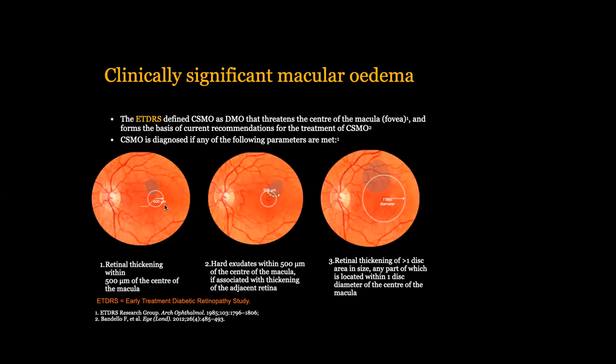So if there is retinal thickening involving the 500 micrometers of the center of the fovea, it is called clinically significant macular edema. Or if there are hard exudates here, again in the same location, along with the retinal thickening, it is called CSME. So here it's just retinal thickening. Here there is hard exudate, but the edema need not be at the center. It can be away from there. And also, if there is a large macular edema involving more than 1 disc area, any part of which is within 1 disc diameter, then it's again CSME. So it is based on this that laser treatment for clinically significant macular edema was set by ETDRS.